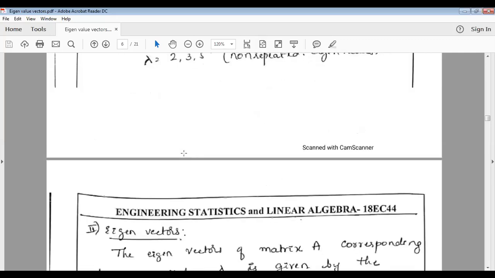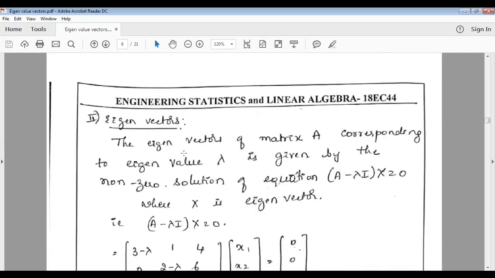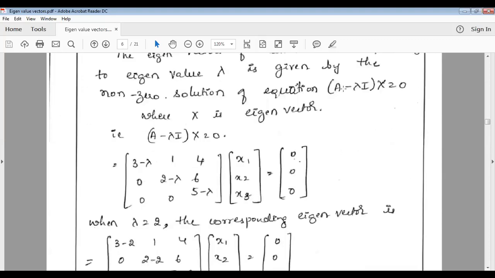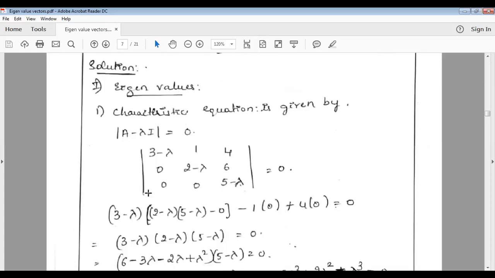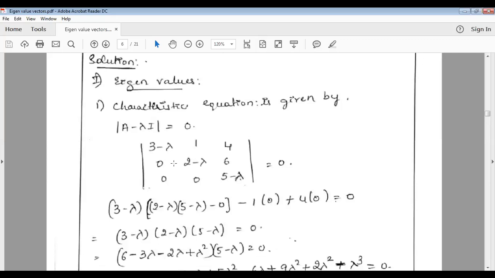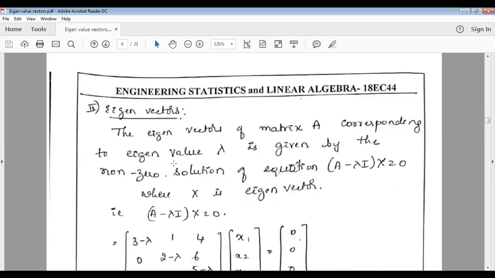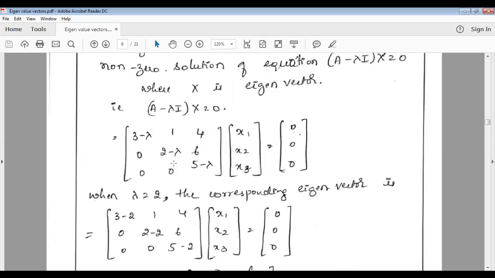Now let's see how to find the eigenvector. So the eigenvector is found from A minus lambda I into x equal to 0. A minus lambda I we already found here. So I'm just going to plug in A minus lambda I here. And then what do we know about x?